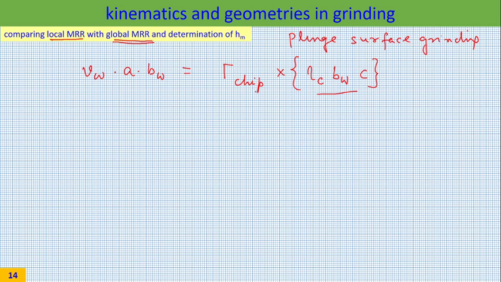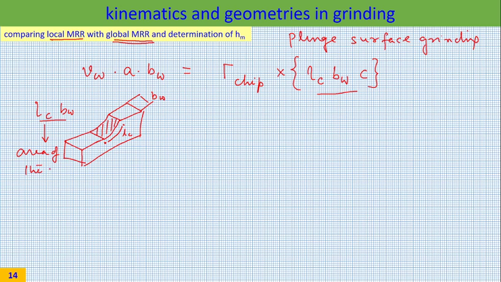So what is this quantity? LC into BW. I'll redraw it here. This is the width of the job, BW, and this length from this point to this point is LC. So LC into BW is the area of the grinding zone. More commonly it is called contact area.